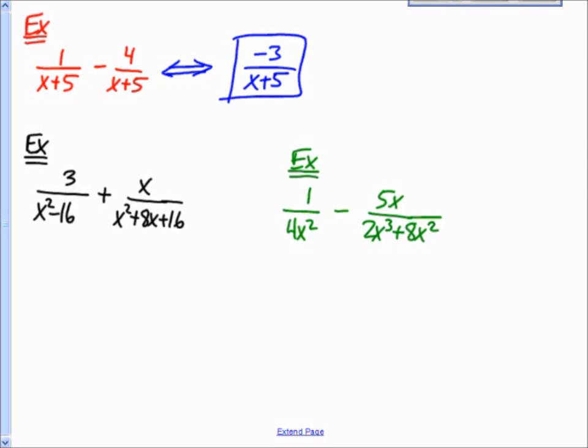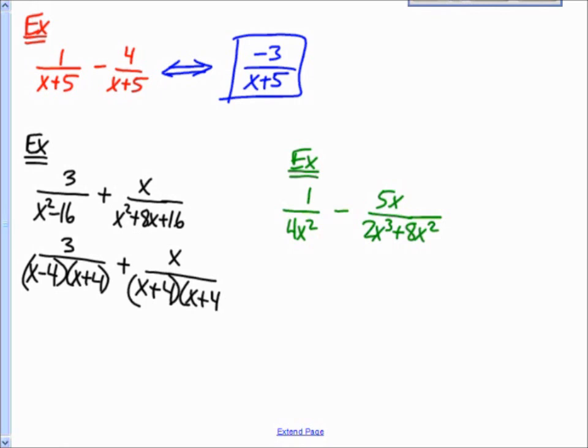This second example in black here, you notice that it's not factored, so we get it factored first before we do anything, before I can even try and get a common denominator. Okay, they both have an x plus 4, so they have that in common. Now you notice the left-hand side has x minus 4, so I got to give the right-hand side an x minus 4. And then the right-hand side has a second x plus 4. You see it right there? So I got to give this one an x plus 4.